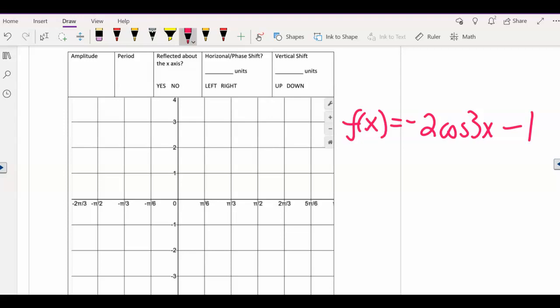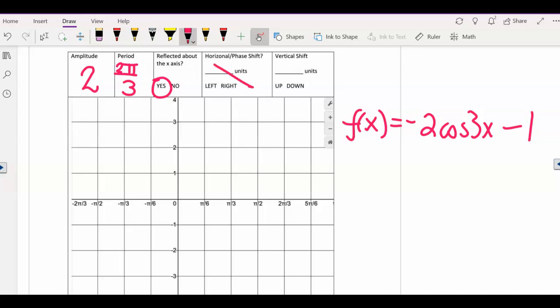So what helps you to graph this? What is the amplitude of this graph? The amplitude here is 2. The period is going to be 2 pi divided by 3, 2/3 pi. Is it reflected about the x-axis? Yes, it's got that negative sign in front of it.